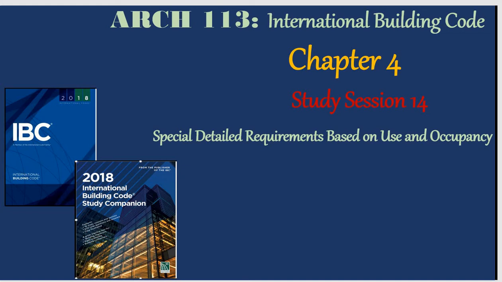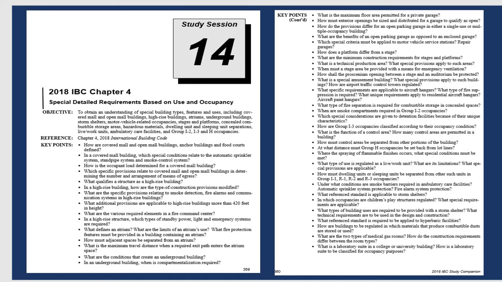In this chapter, we need to learn something about the cover for the mall building, what you need to do to qualify for the structure for the high-rise building, how to do the required element for fire command center, and you need to define some kind of atrium use, maximum travel distance. After that, we also have some difference between the platform and the stage, what the structure for that one, and what kind of fire barrier in the group.